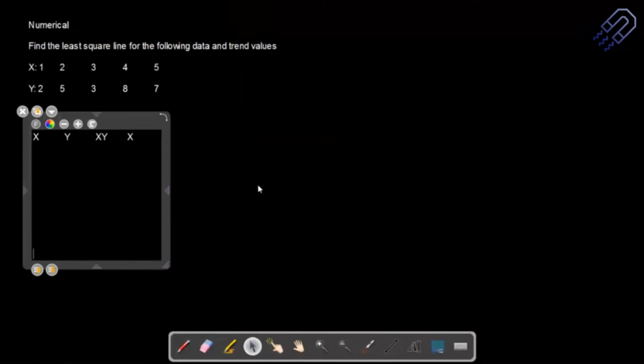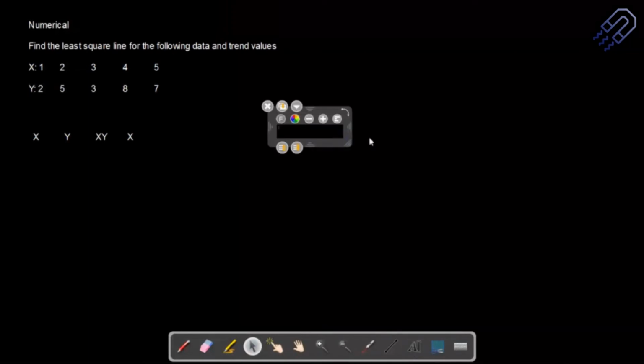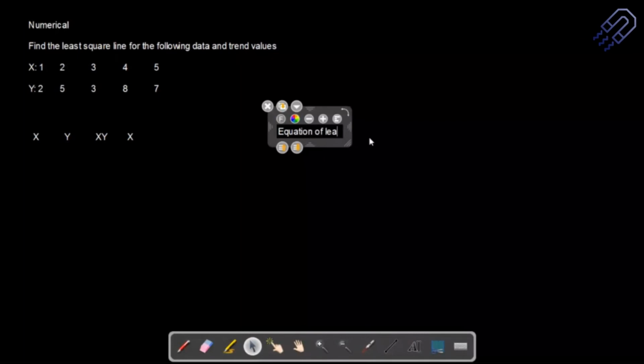Once we have this table, what we can write down is the equation of the least square line. If we are considering it to be a least square line, this is basically a straight line. So the form would be y is equal to mx plus c. We're just going to look into that, the equation of the least square line.